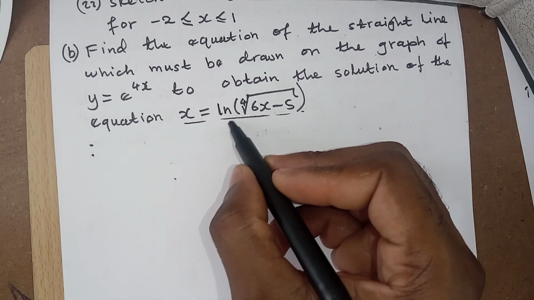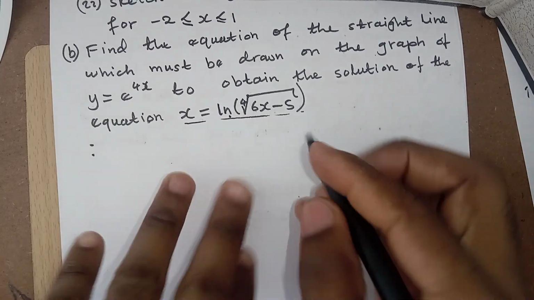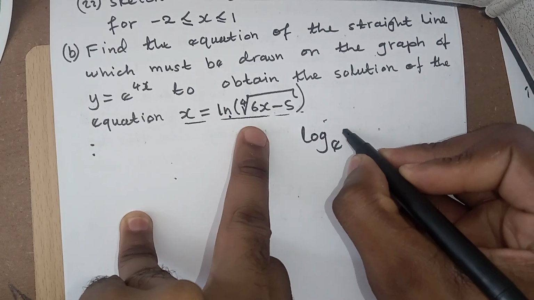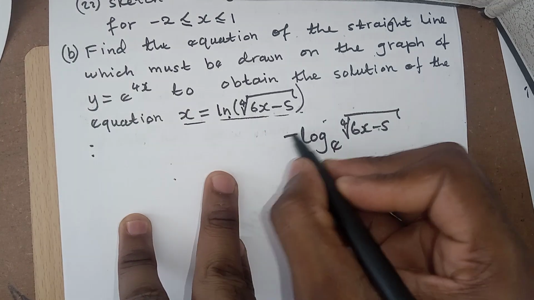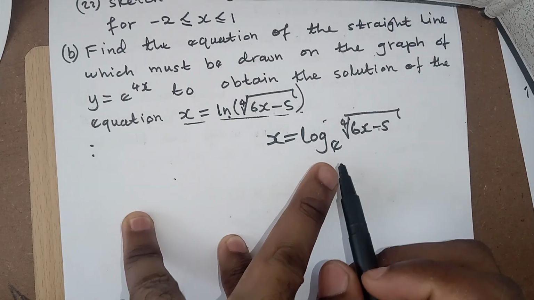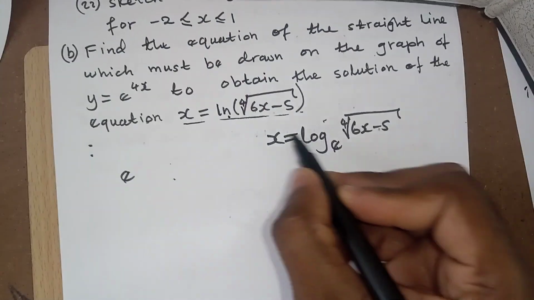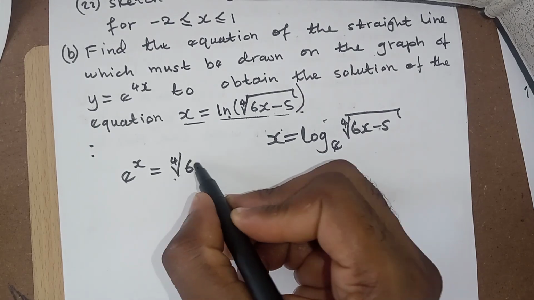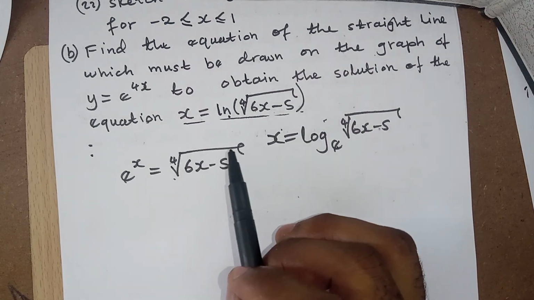To do that, remember that ln the fourth root of this is the same as log e of 6x minus 5. So now you can convert this from log form to exponential form. So this is like e to the power x is equal to the fourth root of 6x minus 5. So we are getting somewhere.